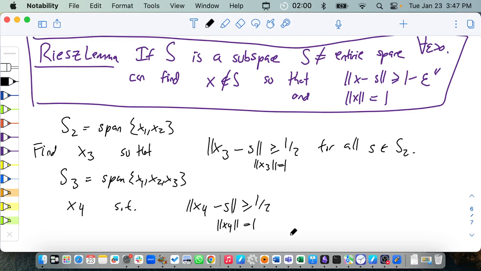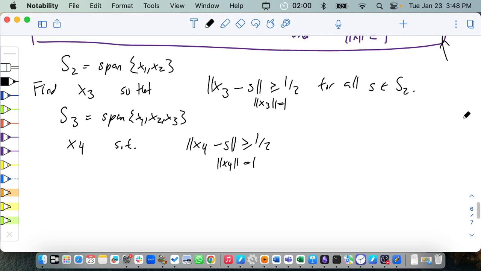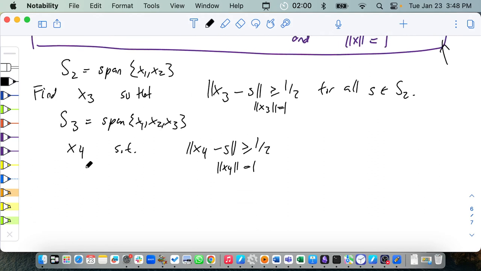You will never get to the full space because we were told that the space is infinite dimensional. So the space S will never equal the entire space. You can just keep applying Riesz's lemma over and over again. You get an infinite sequence, and this infinite sequence is what I call not Cauchy. So repeat forever, and the resulting sequence is not Cauchy.